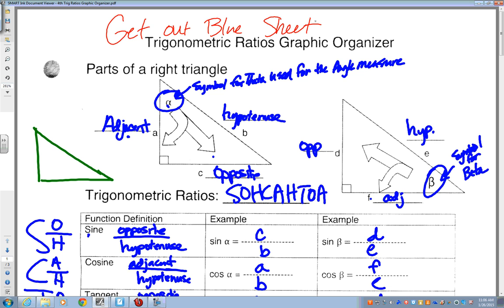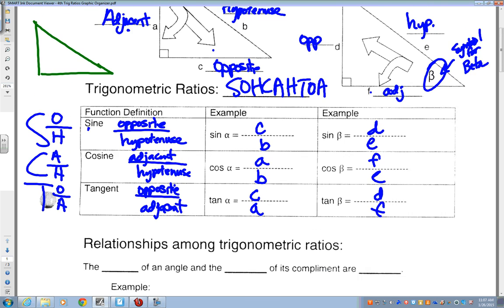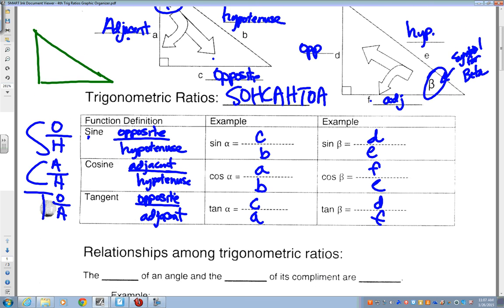The blue sheet is your graphic organizer. We have the trig functions on the front, your definition of sine, opposite over hypotenuse, cosine, adjacent over hypotenuse, and tangent, opposite over adjacent. So we have this done. Don't worry about this bottom part. Just make sure you have SOHCAHTOA, okay, on your blue sheet.